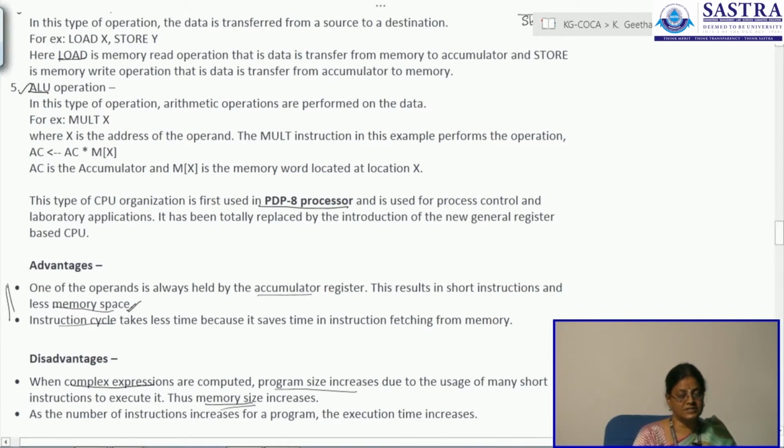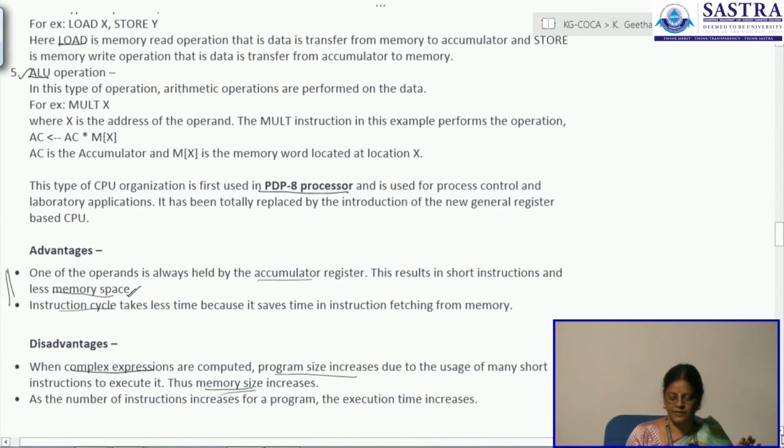As the number of instructions increases for the program, obviously the execution time also may increase. So from one perspective, we are claiming as an advantage consuming less time and less memory space. The same thing is going to be a drawback if it is going to involve some complicated operations involving multiple operands. So we can recommend this type of organization if the expression is going to involve simple operations or a minimal number of operands.